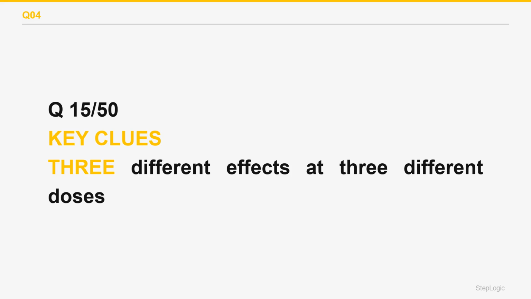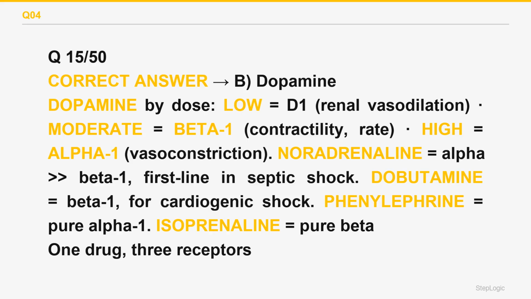No other listed agent behaves this way. Noradrenaline is predominantly alpha with some beta-1 at all doses. Dobutamine is essentially pure beta-1, phenylephrine is pure alpha-1, and isoprenaline is pure beta. The correct answer is B. Matching the agent to the shock state is the clinical application and is examined directly.